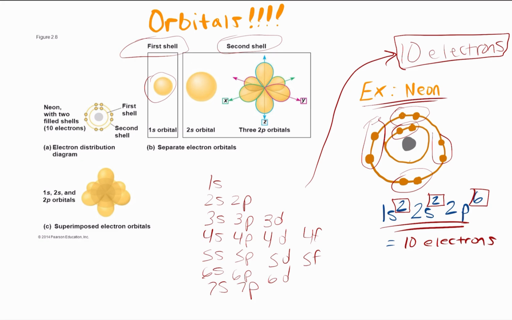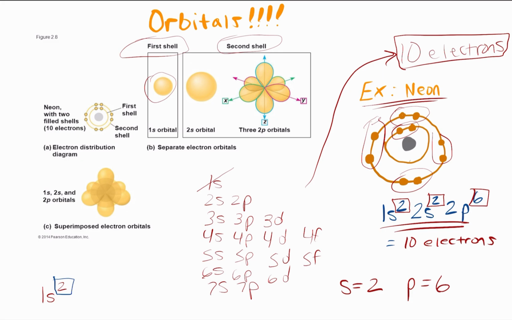S can only hold 2. So let's write, S can only hold 2. The P, which is the p orbital, can only hold 6, right? So what we would do is cross this out, because remember, we're trying to get to 10, 1s2. And this number up here will add up to the number of electrons that atom has, right?